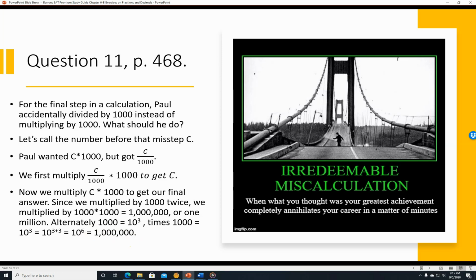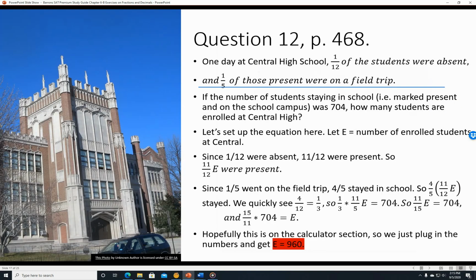All right, irredeemable miscalculation. This is a bridge, I think it was in Washington State or whatever. It basically blew down very shortly after it was built, because unfortunately the wind got it to shake at just exactly the right vibration harmonic point, the natural oscillation that would cause it to fall apart. So this is that one where you can see the old-fashioned cars on it and the thing's shaking apart. So what you thought was your greatest achievement completely annihilates your career in a matter of minutes. So make sure you get your calculations right when you're working on things.